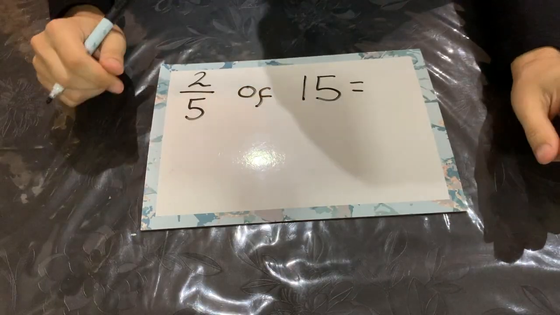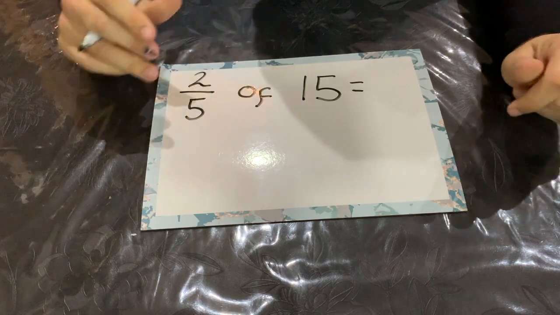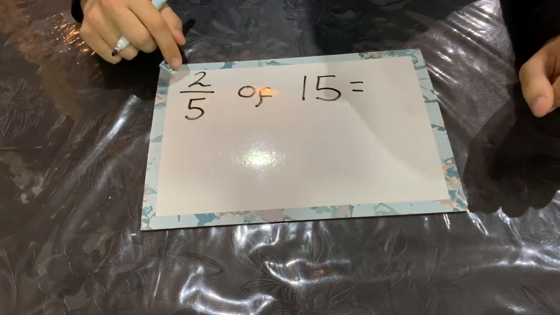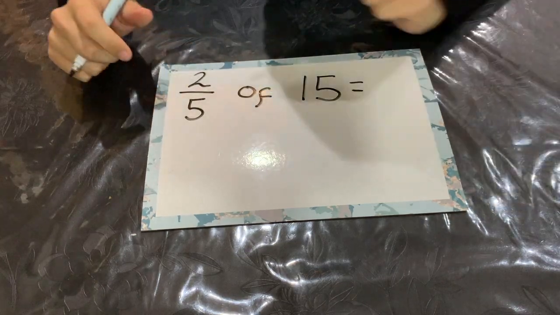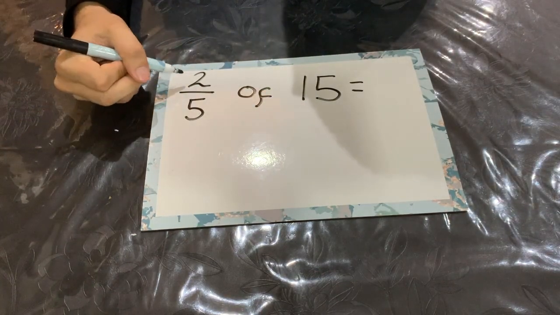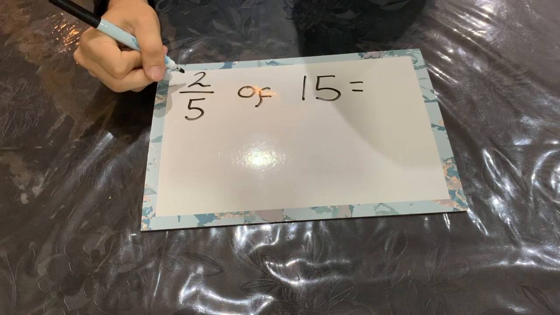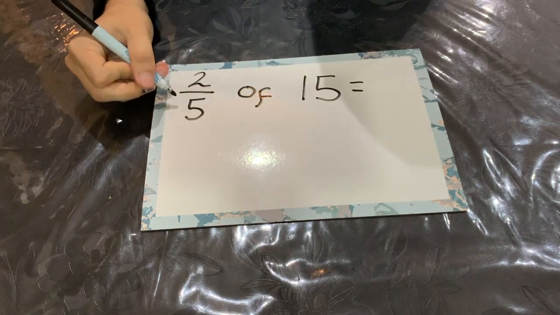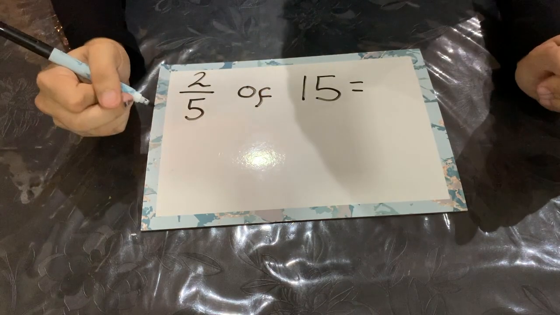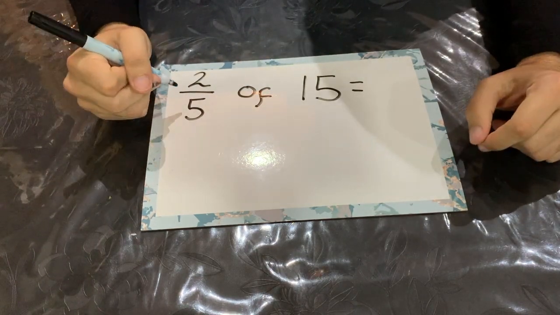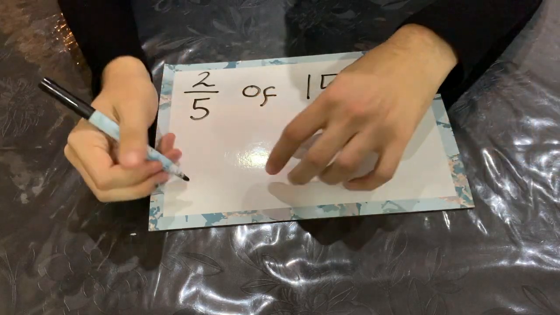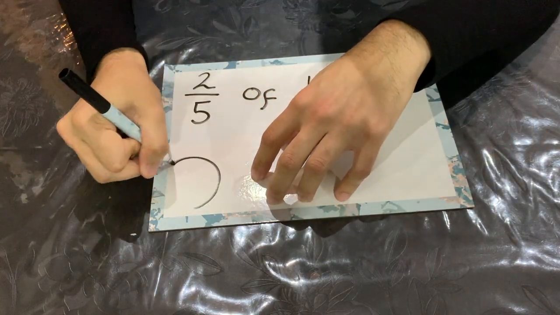We just found what 1/5 of 15 is, but I'm going to start this anew as if I never found it. Now I need to find 2/5. This is a non-unit fraction because 1 is not the numerator. So I need to find 2/5 of 15. I'm still going to do the same method and draw 5 circles, because my denominator is still 5.